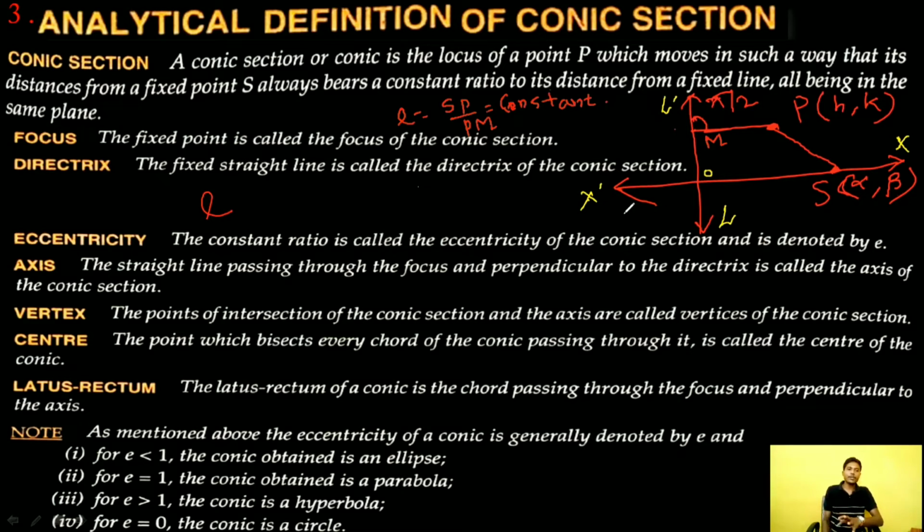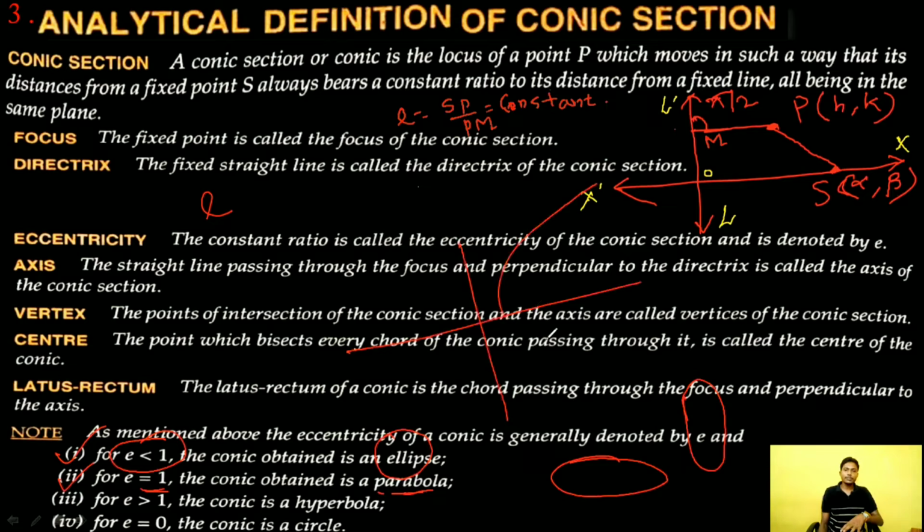Now depending upon the value of E, that is the eccentricity of this conic section, we will classify different kinds of conic section. Number 1, if E is less than 1, then this conic section is called ellipse, and the shape of an ellipse is oval type, this or this. And second, if E is equal to 1, then the conic section is called parabola. And parabola is like this.